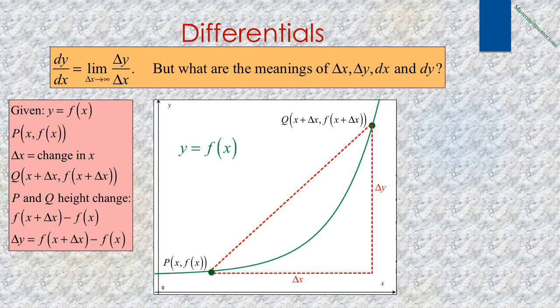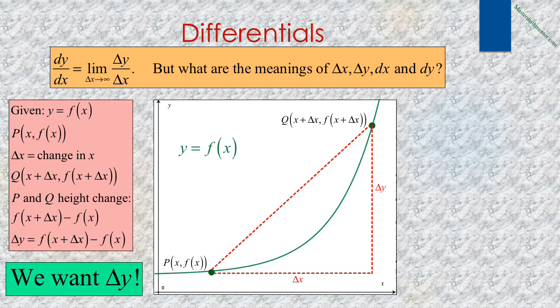The change in height between P and Q is the difference in the y values of these points, which is f of x plus delta x minus f of x. We will call this difference delta y. So delta y is equal to f of x plus delta x minus f of x. In real life, we are interested in this change delta y.